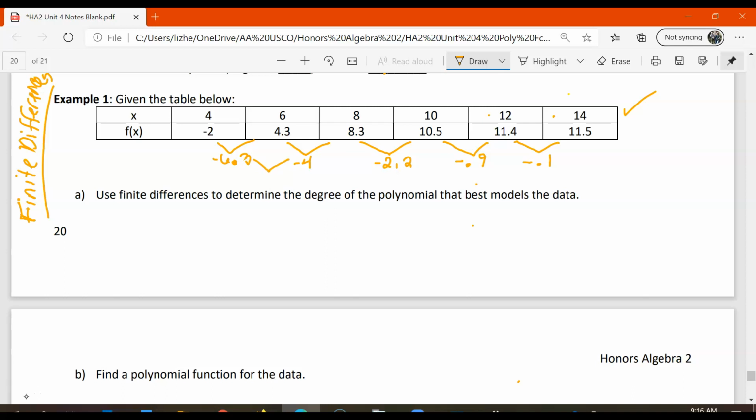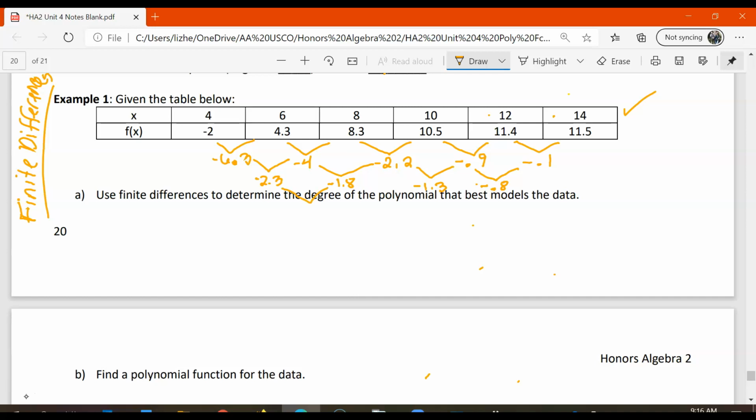But negative 6.3 minus a negative 4 is a negative 2.3. Negative 4 minus a negative 2.2 is a negative 1.8. Negative 2.2 minus a negative 0.9 is a negative 1.3. And then we do the last one, and we get a negative 0.8. And again, those numbers are not the same, so we know it's not a quadratic. So now we keep going.